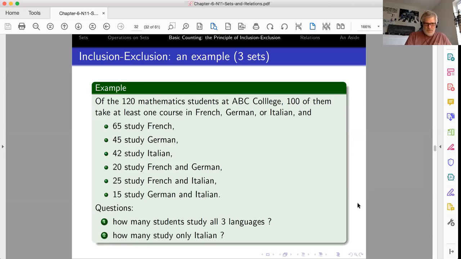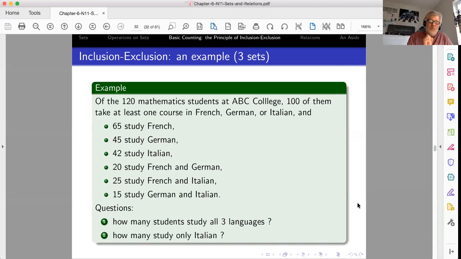So the questions there could be different. What we're going to do basically is figure out precisely the number of students who study exactly 1, exactly 2, exactly 3, and all this. And it's not super difficult.